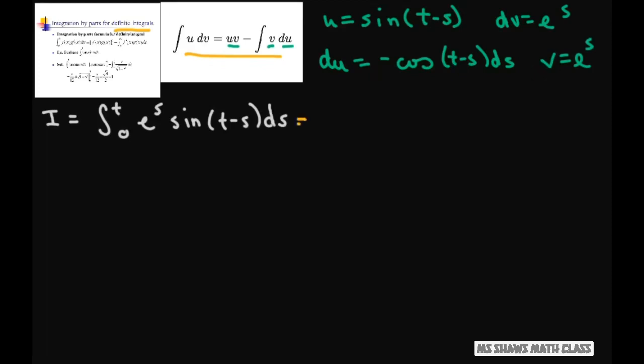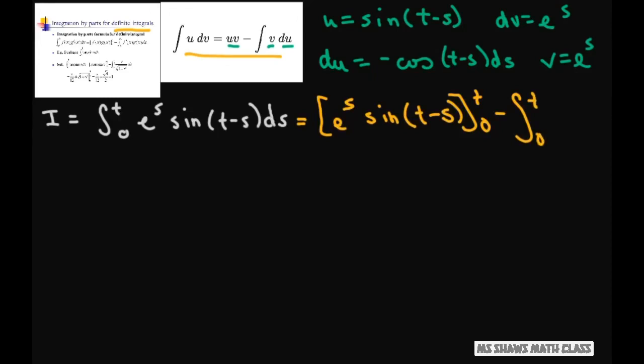We're going to have two actually, and using our formula, we're going to get e to the s power times sine of t minus s from 0 to t. Then you're going to get minus the integral 0 to t e to the s. There's going to be a negative there, cosine of t minus s. I'm going to put two negatives to make a positive, so we have e to the s cosine of t minus s ds.